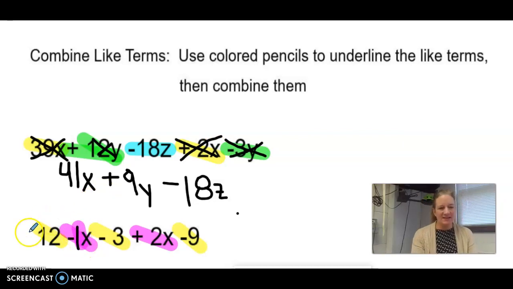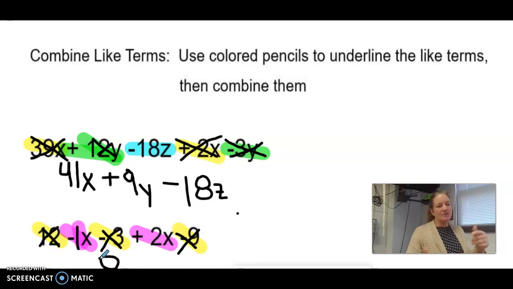Okay, so I'm going to go back and take all my highlighted colors. So I have 12 minus 3, that would be 9, minus 9, oh, that would be 0. So these actually all cancel out to be 0, right? 12 minus 3 is 9, 9 minus 9 is 0. So I'm going to write that down just so I don't forget.